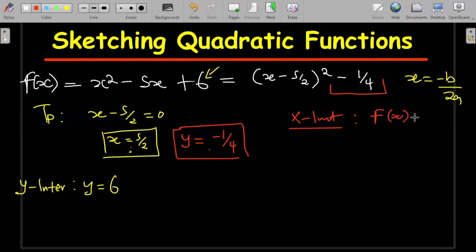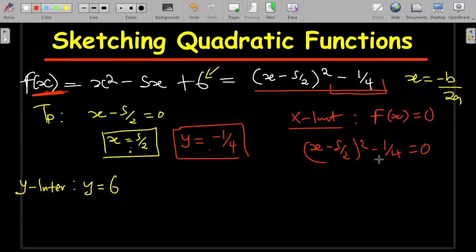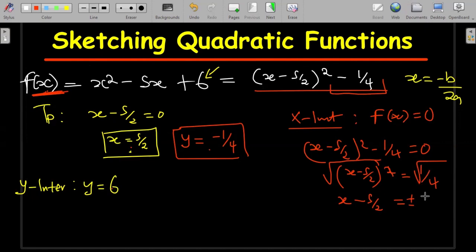To get the x-intercepts, we said f of x should be equal to 0. Remember, f of x is equal to this guy. So now f of x is 0, it means I have this being equal to 0. From there, I can solve for x. So x minus 5 over 2 squared is equal to 1 over 4. We take the root on both sides. The root and the square cancel, and here I'm going to get plus or minus. Here it's 1 over 4, so the root of 1 is just 1, and the root of 4 is just 2.